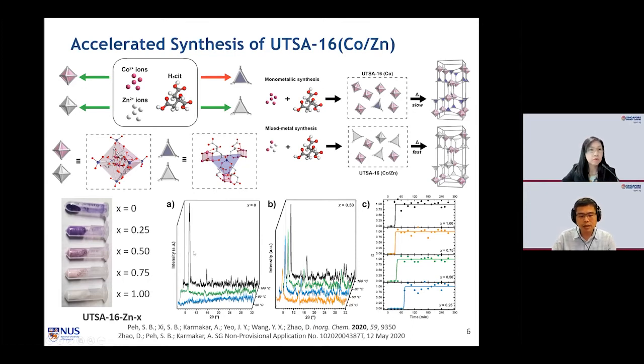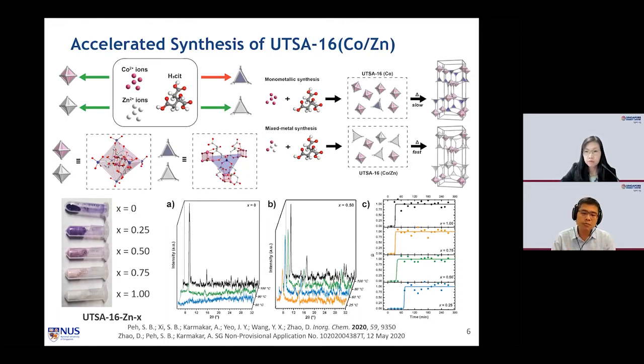And this is a powder XRD of the material synthesized under different temperatures. So this is X equals 0, that means the pure cobalt. You can see that for pure cobalt, we cannot obtain any crystalline product until we increase the reaction temperature to about 100 degrees C, okay? However, if we start to dope the material with zinc, even at room temperature, we start to obtain some crystalline material, okay? That is because of the facilitated formation kinetics aided by the introduction of zinc.